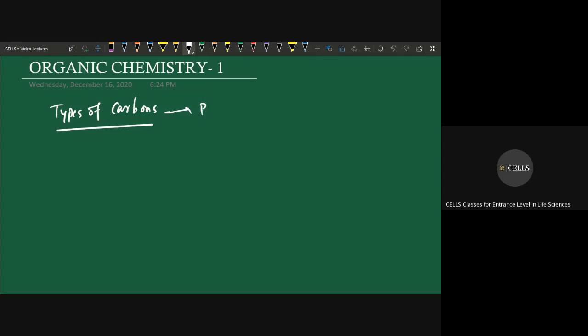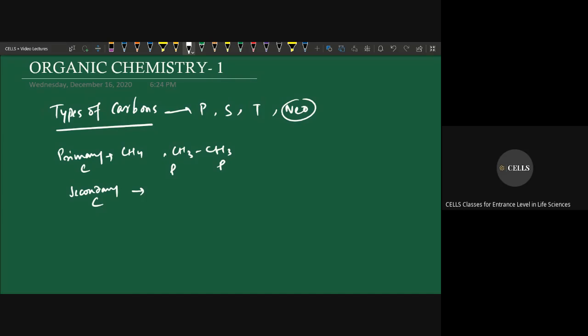There can be primary, secondary, tertiary, and there can be neo. Neo is important. First of all, primary is like CH4 is a primary, CH3, CH3, they both are primary. So this is for the primary carbon. For secondary carbon, suppose CH3, CH2, CH3. Out of this, these are primary, but this carbon is secondary carbon.